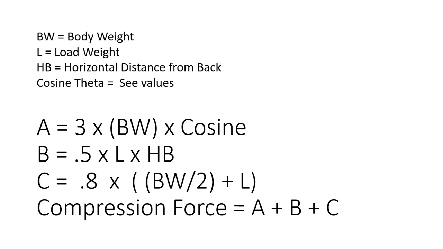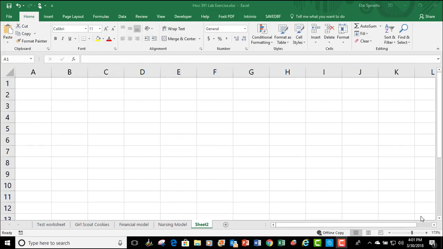Finally, we have the final compression force formula, and that will simply be A plus B plus C. We take the results of those 3 things, add them together, and then that will give us our final compression force formula. So in a nutshell, those are our formulas. Now, next step, we're going to go ahead and fire up Microsoft Excel, and we'll take a look at how this is going to work.